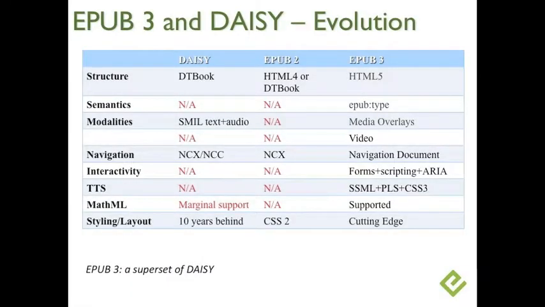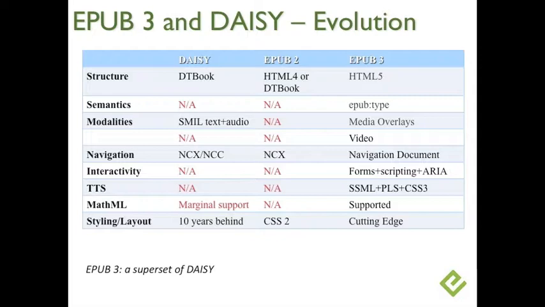And the table that I have up here now is just showing some of the features. You get better structure now in EPUB 3. There's the HTML5 expanded element set. DT Book is similar to HTML5. It had a lot of expanded elements as well, but it was completely missing semantics, which is a key piece of the puzzle. You've got the SMIL text and audio synchronization in a cleaner format in EPUB 3 from what's been done in DAISY. You get video. Navigation isn't new. I'll get to some of these in more detail as we go along.